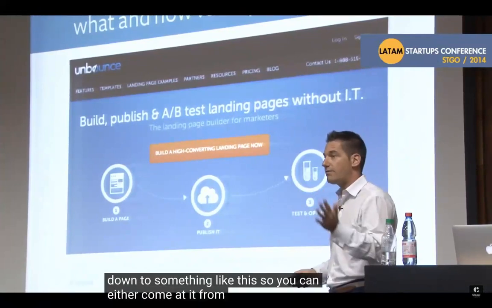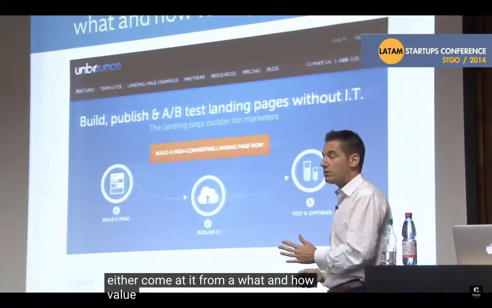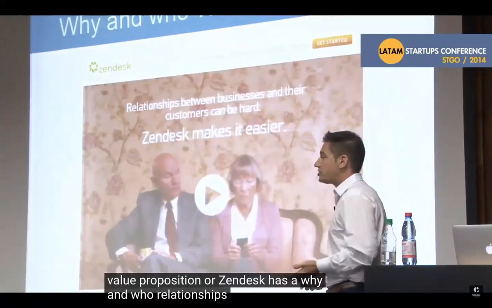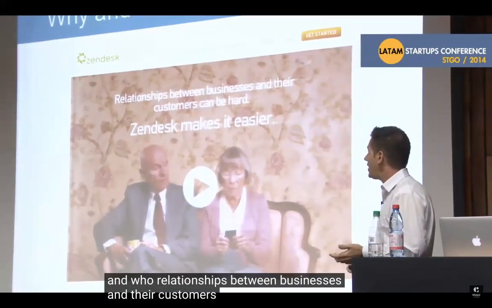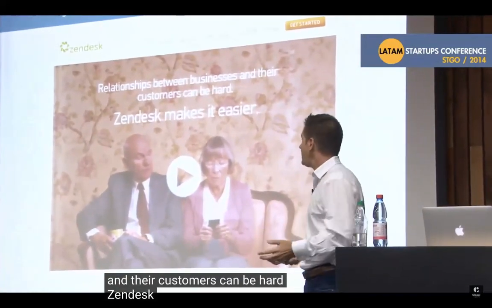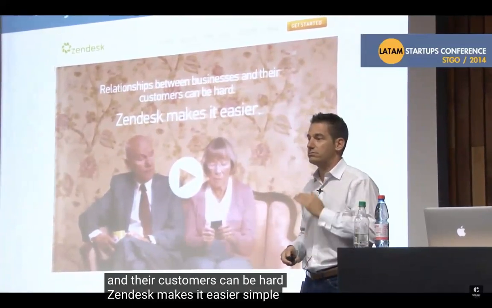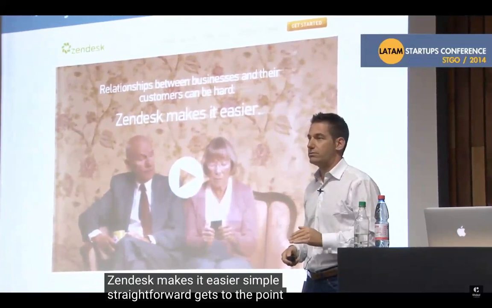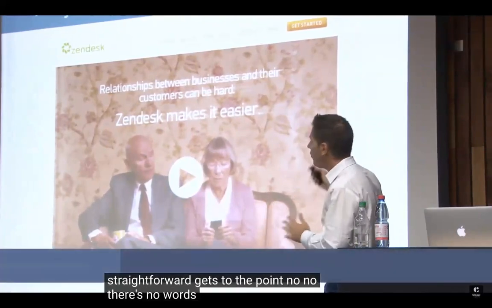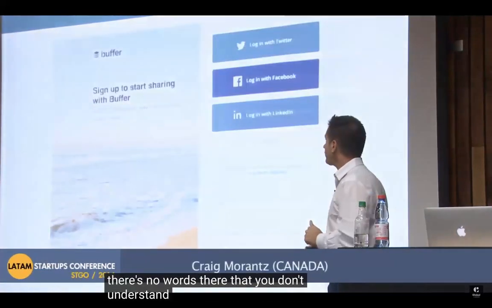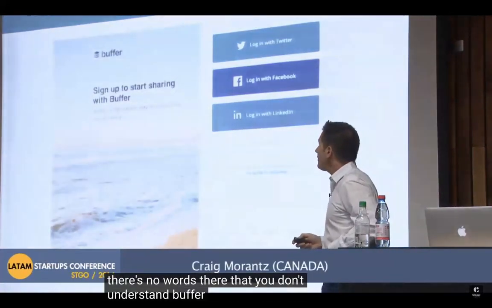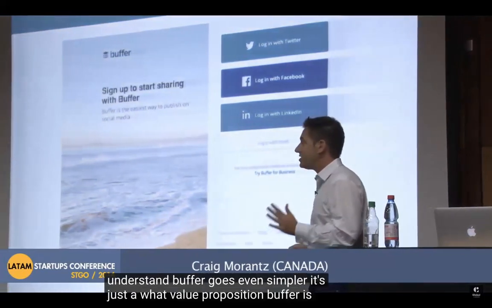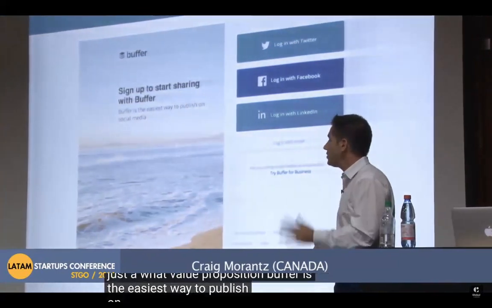So you can either come at it from a what and how value proposition, or Zendesk has a why and who. Relationships between businesses and their customers can be hard. Zendesk makes it easier. Simple, straightforward, gets to the point. There's no words there that you don't understand. Buffer goes even simpler. It's just a what value proposition. Buffer is the easiest way to publish on social media.